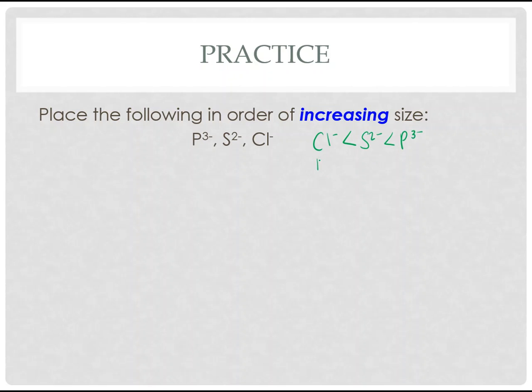Now let's think about this. This one has 17 protons, this one has 16 protons, and this one has 15 protons. So obviously chloride has the higher effective nuclear charge and will pull them in closer. So that's smaller, whereas phosphide has fewer protons, so less attraction, and they would spread out more.